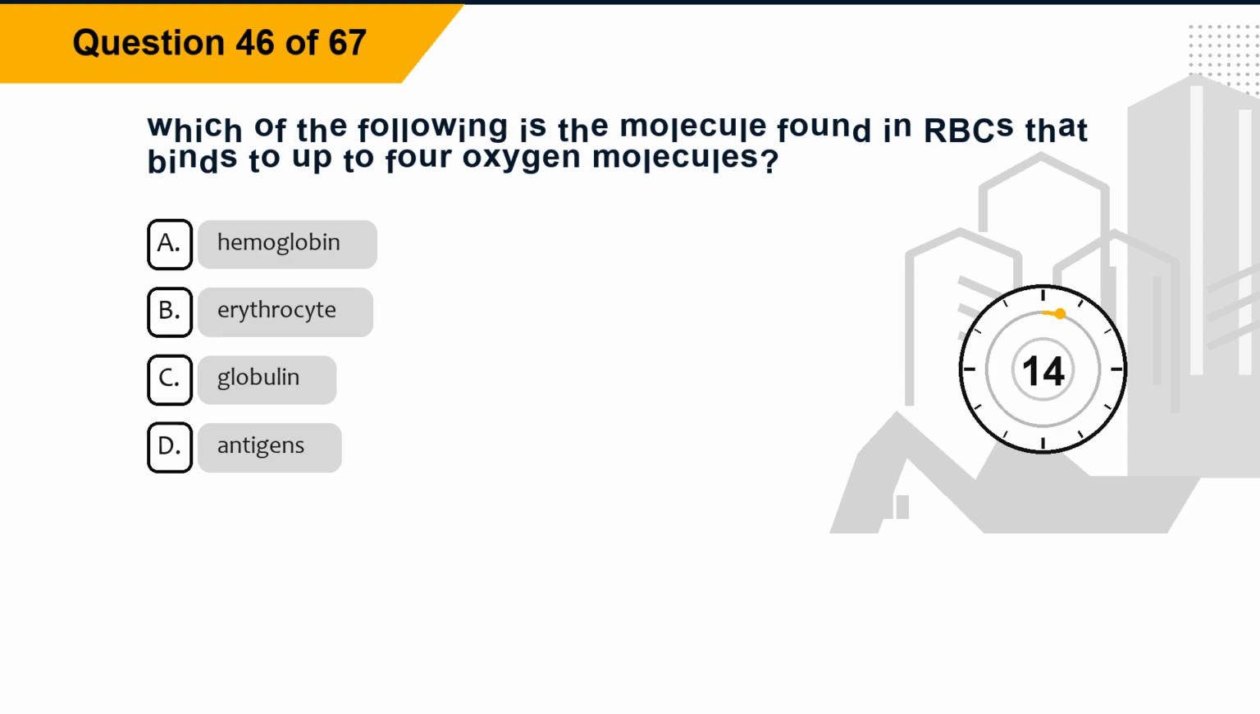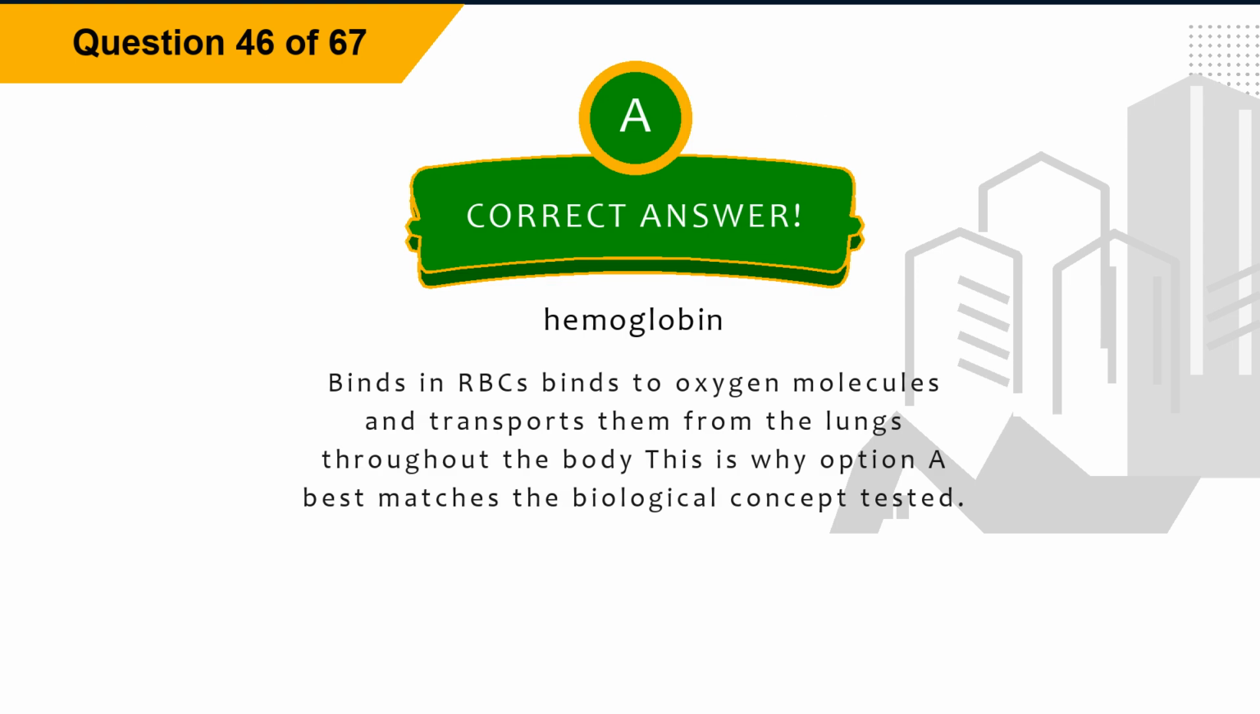Question 46. Which of the following is the molecule found in RBCs that binds to up to 4 oxygen molecules? Option A, hemoglobin. Option B, erythrocyte. Option C, globulin. Option D, antigens. The correct answer is option A, hemoglobin. Explanation. Hemoglobin in RBCs binds to oxygen molecules and transports them from the lungs throughout the body. This is why option A best matches the biological concept tested.